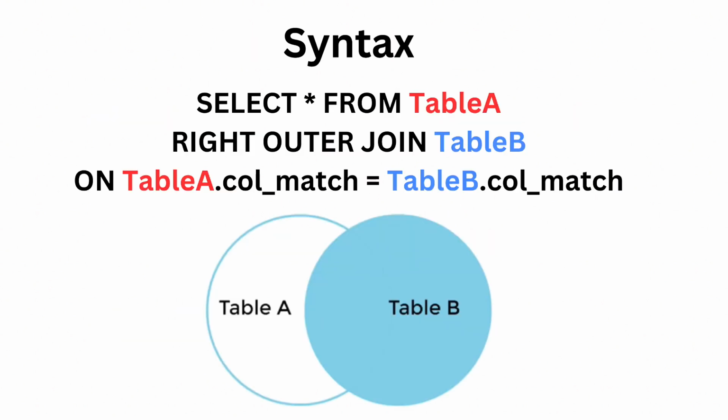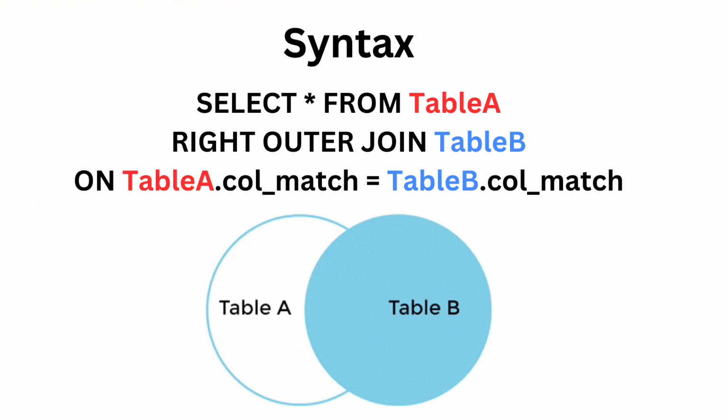So a right outer join, notice this looks a lot like a left outer join, except it's just flipped along the axes. So we're saying select everything from table A right outer join on table B, where table A has a column match equal to table B. So what this is saying is essentially the exact reverse of a left join. It returns rows that can be found either exclusively in table B or in both table B and table A, and does not return rows that are exclusively found in table A.